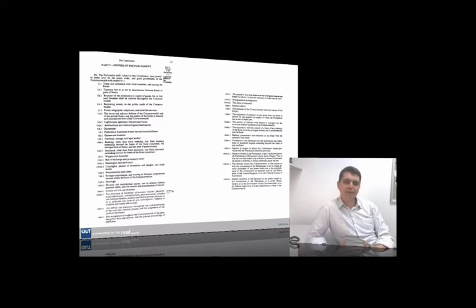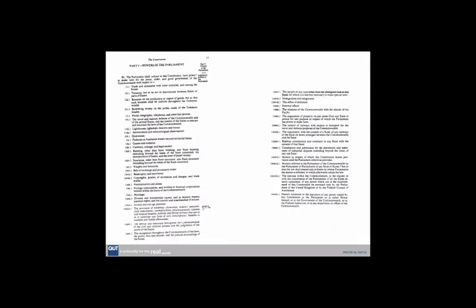And what you can see is that it sets out that the Parliament shall have the power to make laws with respect to, and you can see that it lists all the things that the federal parliament can make laws with respect to. For instance, subsection 5 there, postal, telegraphic, telephonic and other like services, so all of our telecommunications.